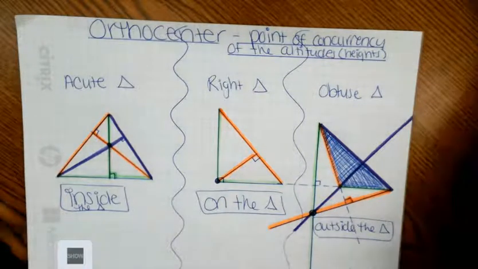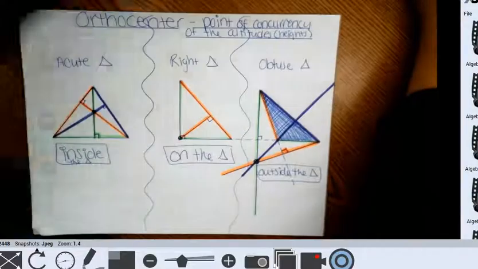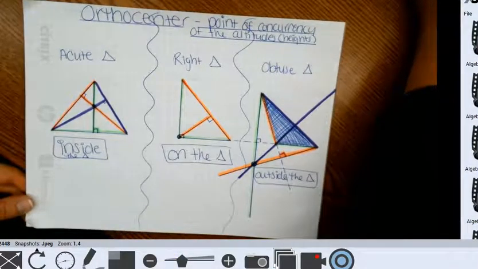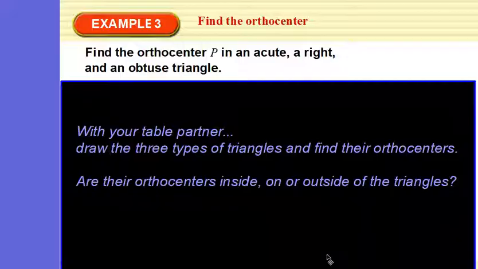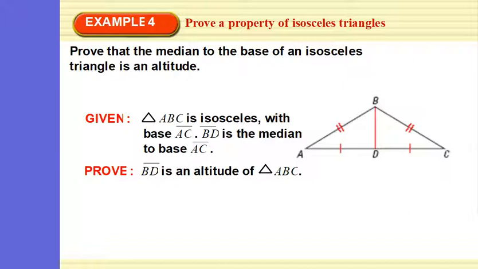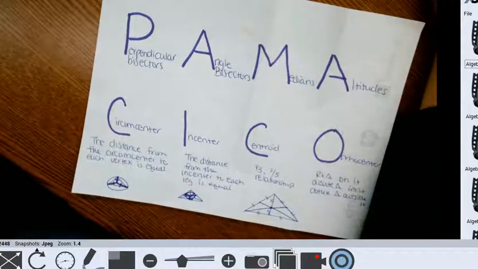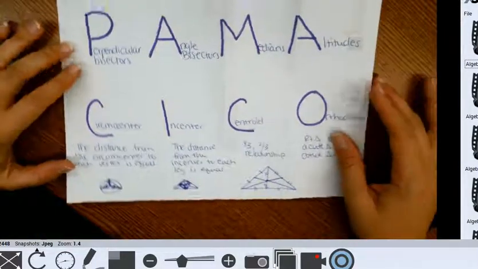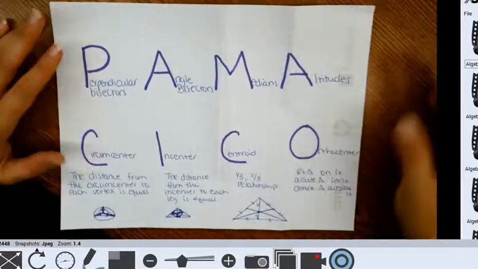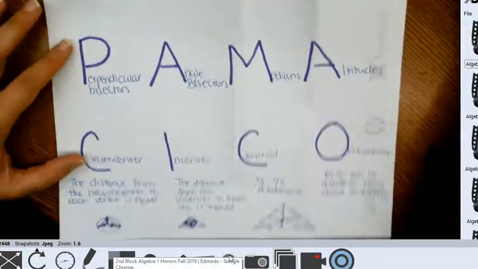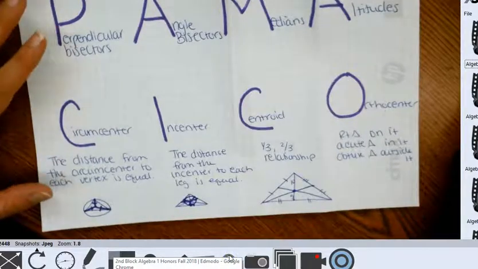Alright, so going back to our flip chart, prove that the median to the base of an isosceles triangle is an altitude. Alright, well, actually, before we do this, let's just go back right here real quick and just add to your Pamasico. So your Pamasico, you need to know all of this by heart.